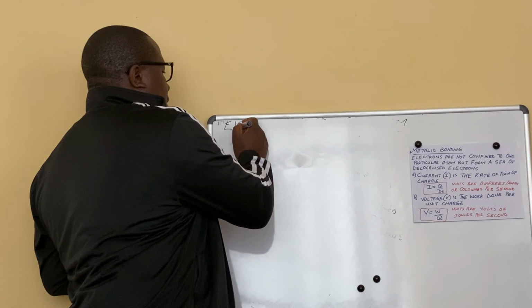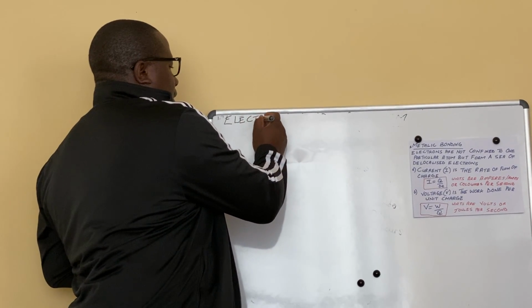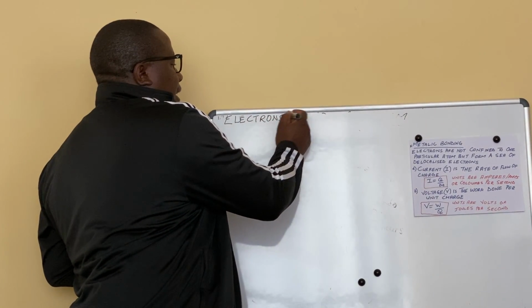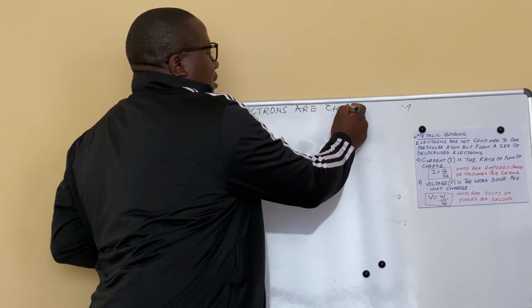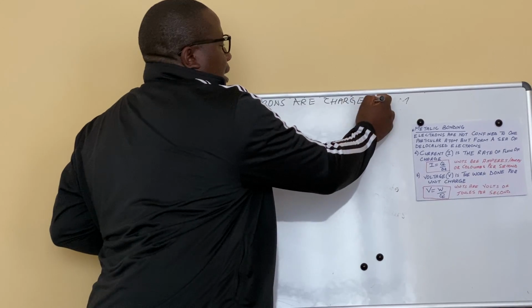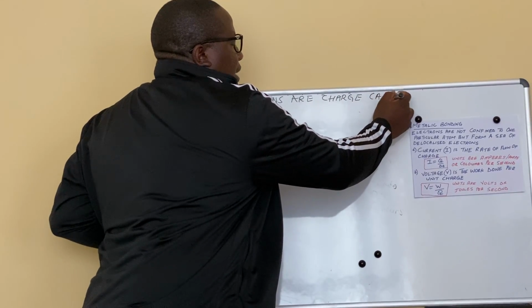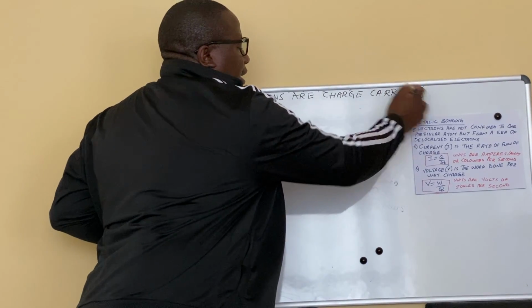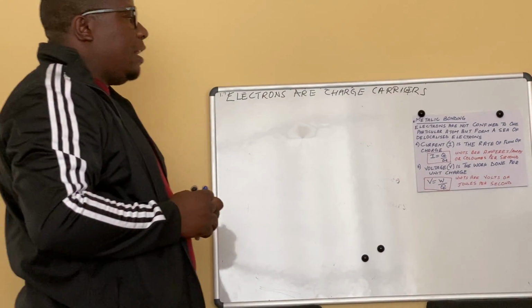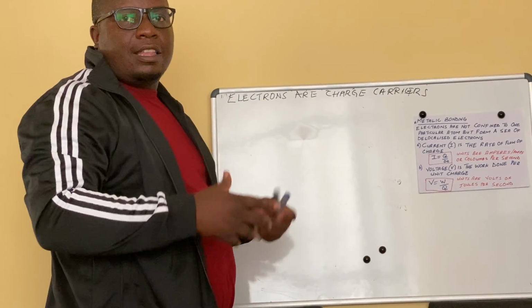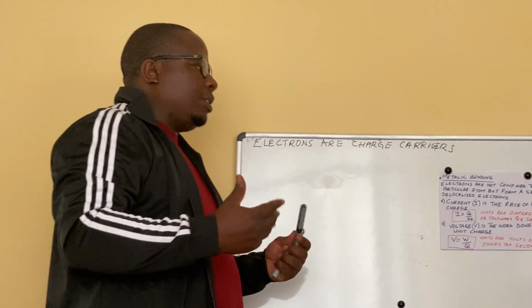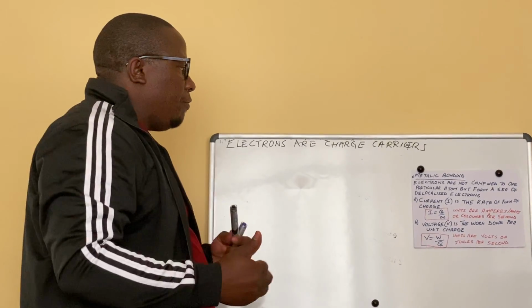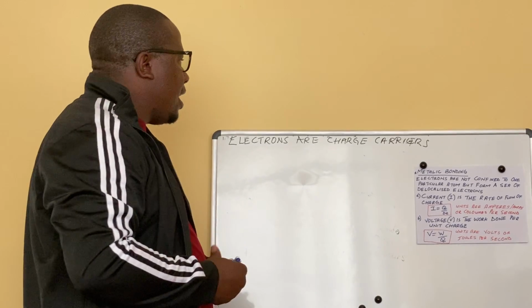Electrons are charge carriers. They carry charge. That is what it means. Electrons are charge carriers. So whenever electrons are moving, they carry charge. So the faster they move, the higher the current. If the electrons are moving slowly, then it means the current is low. But if they move faster, we say the current is higher.